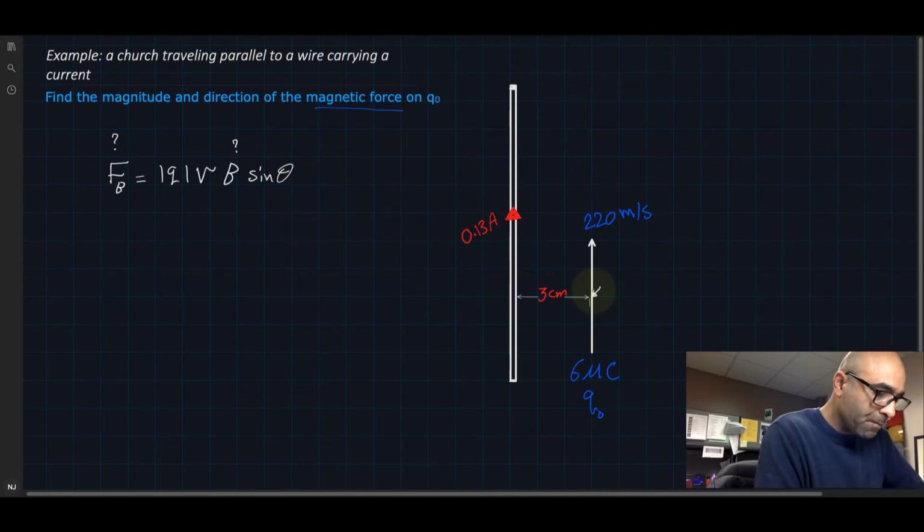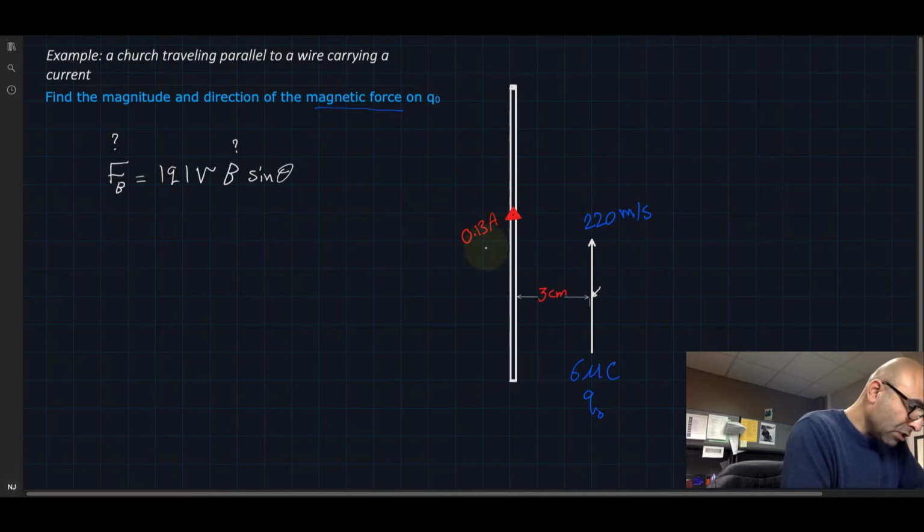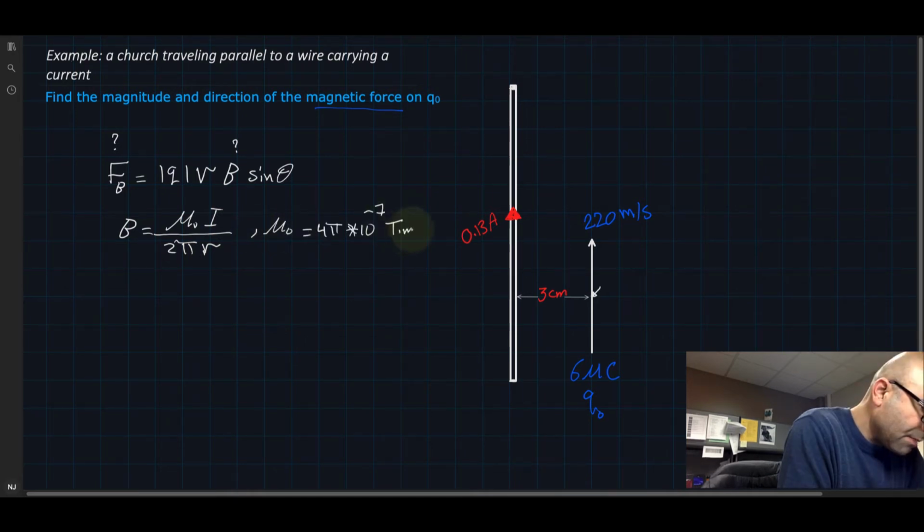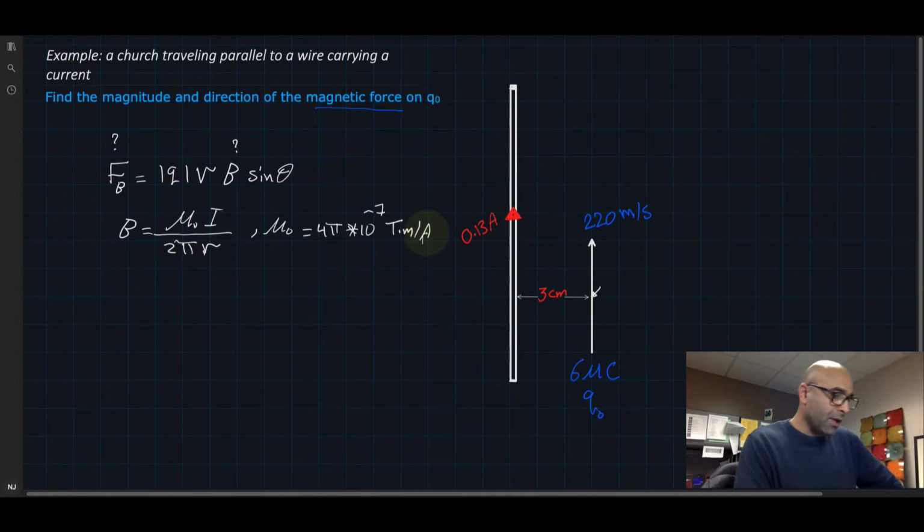All right, we do have the current, and the magnetic field created by this long wire is, we know, mu naught I over 2 pi times the distance r. Mu naught will be given and it's equal to Tesla meter per amp. All right, so the rest is known.